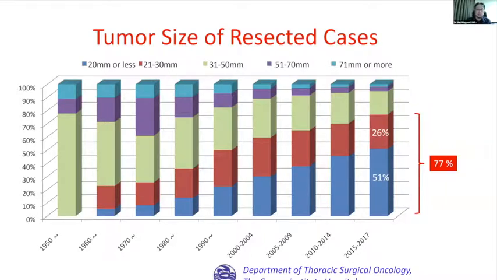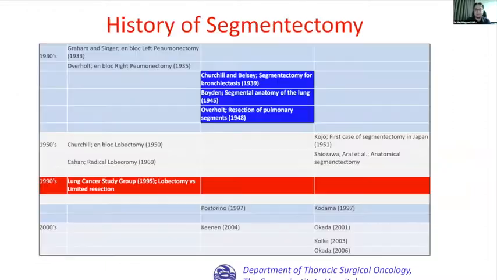This slide shows the tumor size of our resected cases. Half a century ago, the big tumors more than 3 centimeters were mainly resected, but recently 3 centimeter or less primary lung cancer was about 80%, and 2 centimeter or less was about 50%. So the indications for minimally invasive surgery are also increasing.